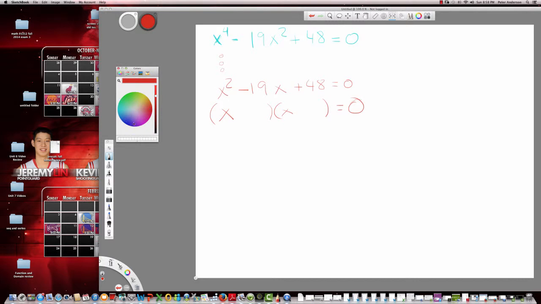The question then becomes, when I look back here at 48, I have to ask myself, what times what is 48, and when I add or subtract, I get 19. My advice is to just take numbers that you know that are close. So what times what is 48? Well, I know 6 times 8 is 48. Can I add 6 and 8 and get 19? Well, 6 plus 8 is 14, so it doesn't work. That's okay. We just pick the next set of numbers.